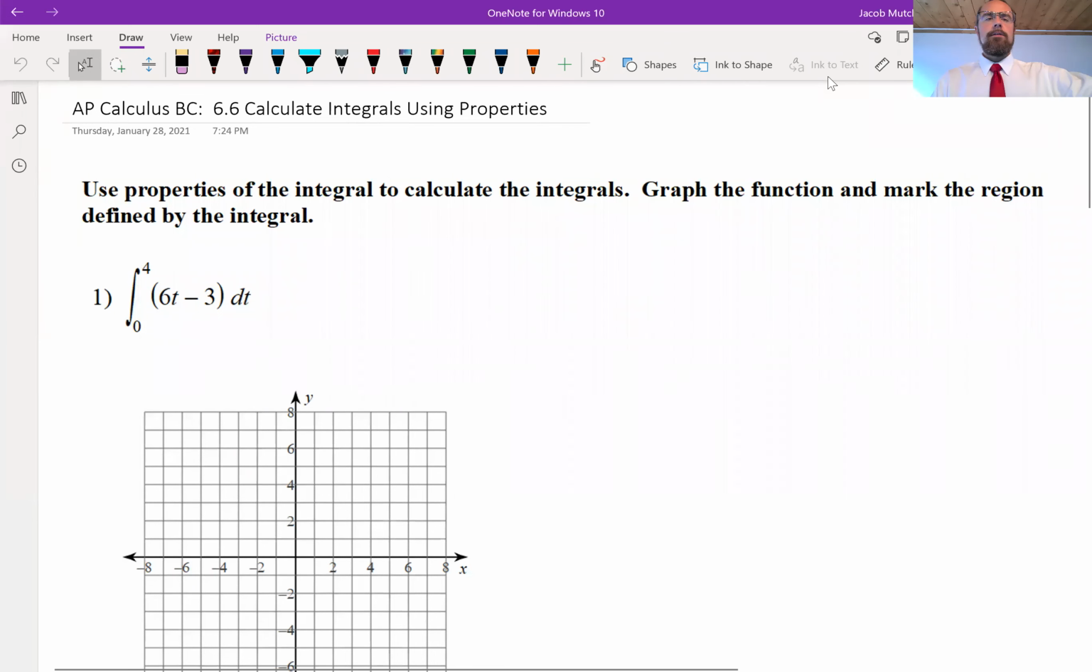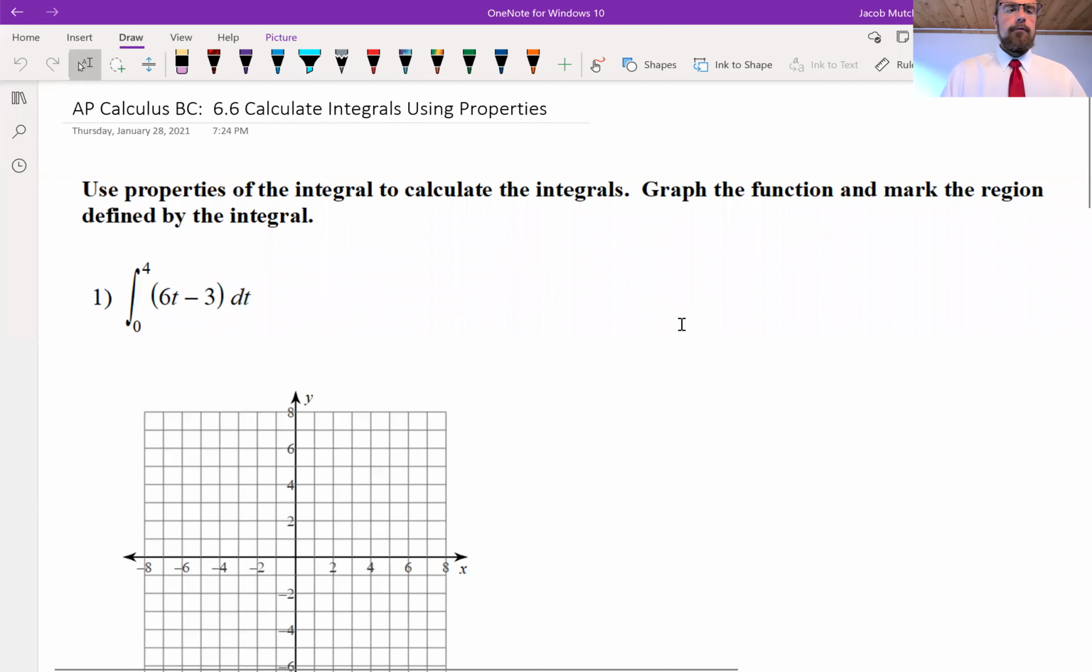Welcome to Calculus. Today we will investigate calculating integrals using integration properties. We'll take a look at two examples. One is a linear function and the other is a quadratic function. So I want to investigate the linear function first.